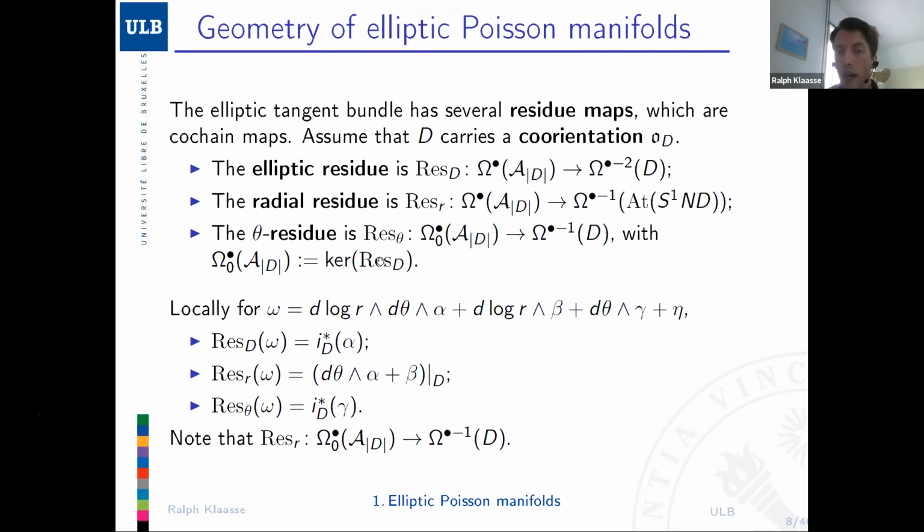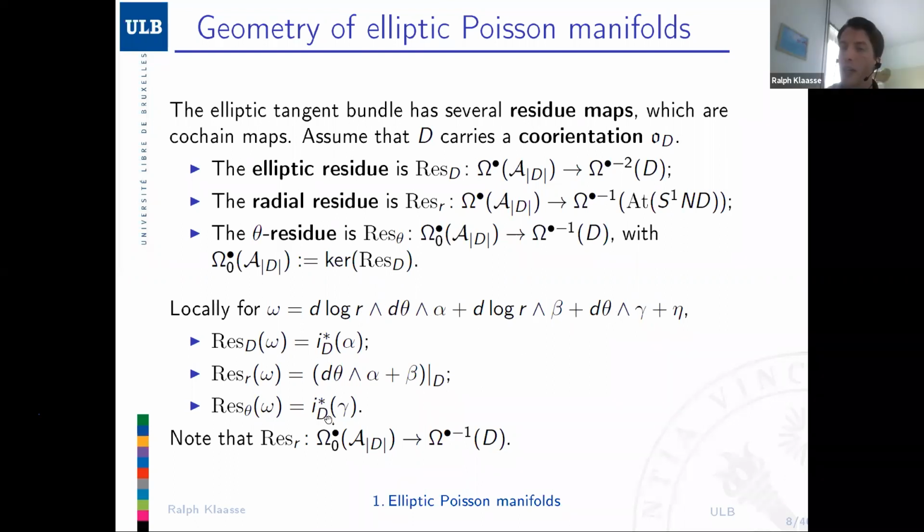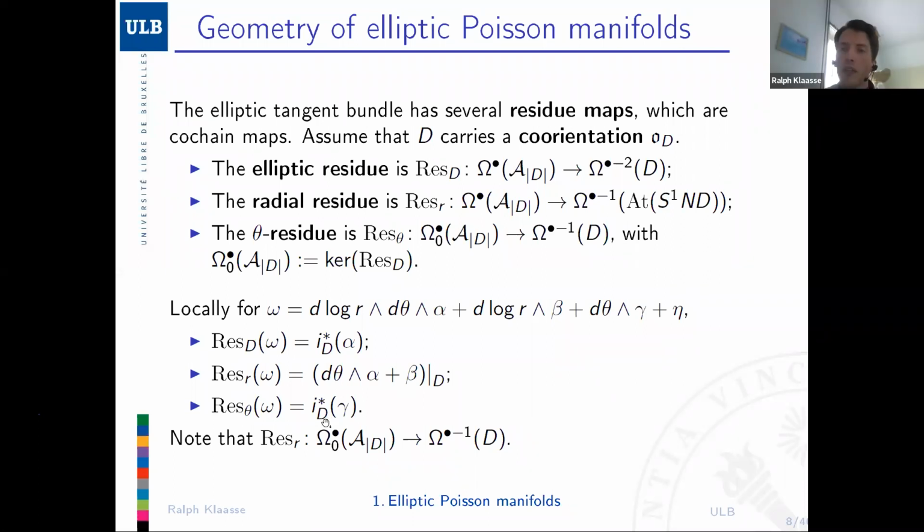So instead, I only define this theta residue in the first place on forms in which I already know that the alpha coefficient is 0. Oh, okay. Then this guy doesn't exist, and then it's just this. So that's why you only get the pullback of gamma over here. Thank you. Yeah. So yeah, this takes a little bit of time to digest.